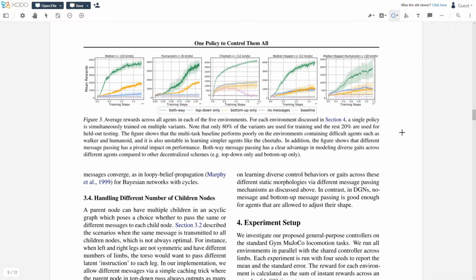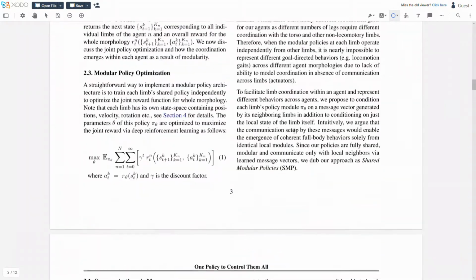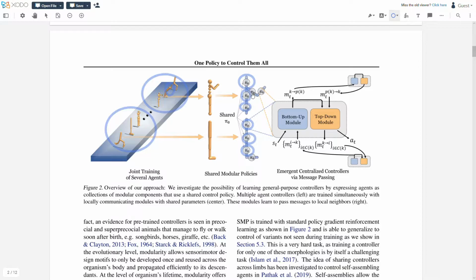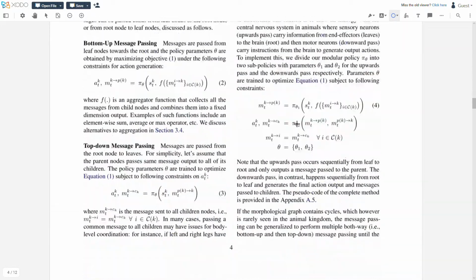Now let's look at the results of the experiment. The green line stands for both way message passing. So the message is passed both from parents to children and from children to parents. Those body parts have orientation. They can have parents and children. They're different.